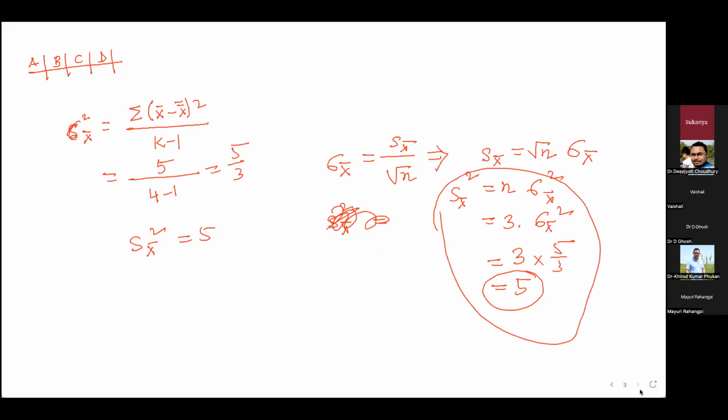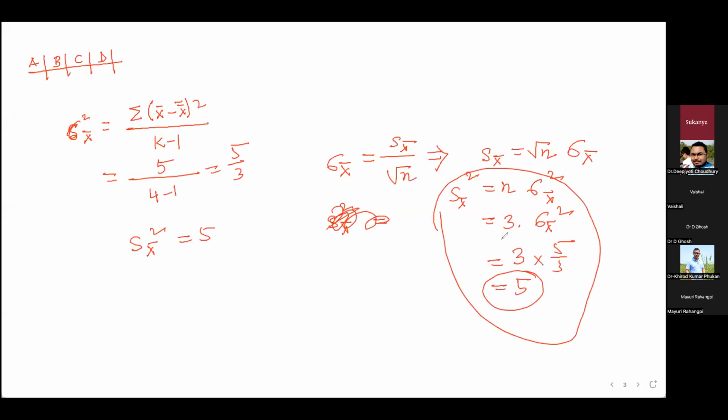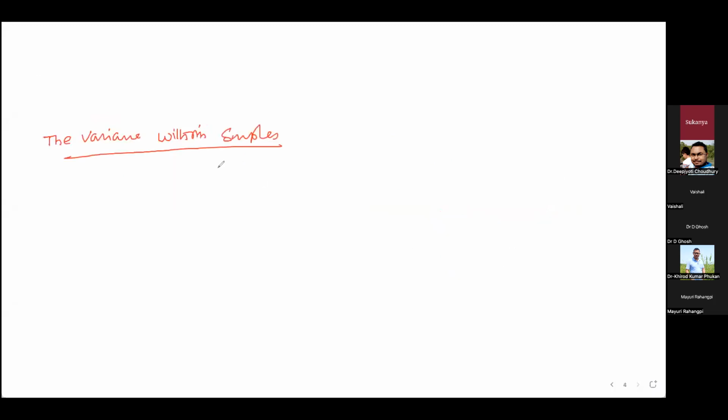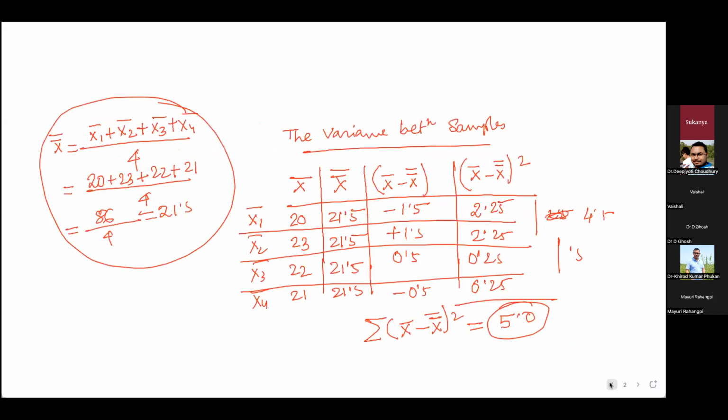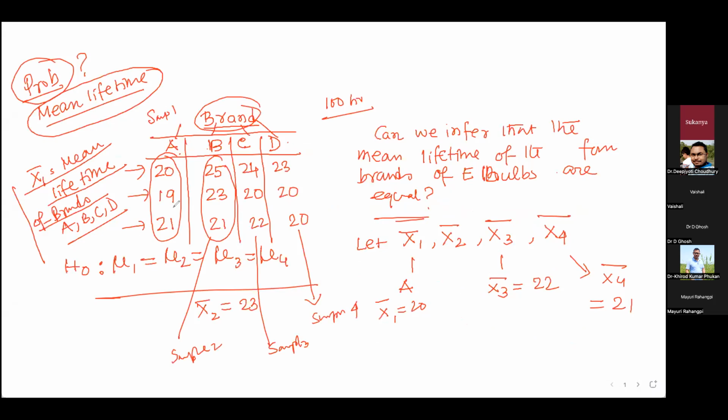Now, what we are looking for is the variance within samples, the variance within the sample. In the earlier case, it was the variance between the samples. Now we would like to see the variance within the sample. That is, two things we can observe here: the variance between the samples and the variance within the samples.